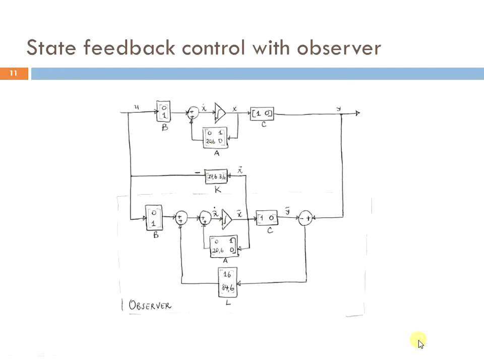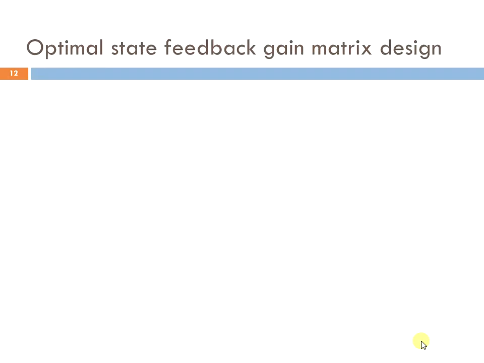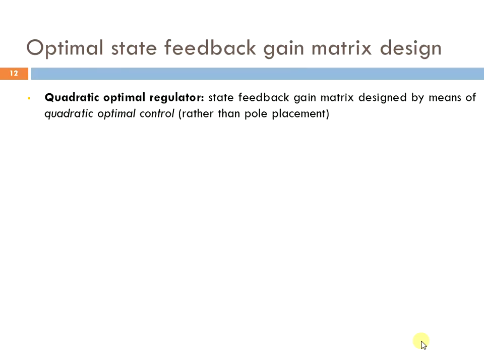Now, one of the advantages of state feedback control, as we discussed earlier, is that it allows us to design an optimal control for the system. So in this case, we are going to talk about an optimal state feedback control design. And specifically, we are going to talk about a quadratic optimal regulator, which is basically another approach to the design of a state feedback gain matrix.